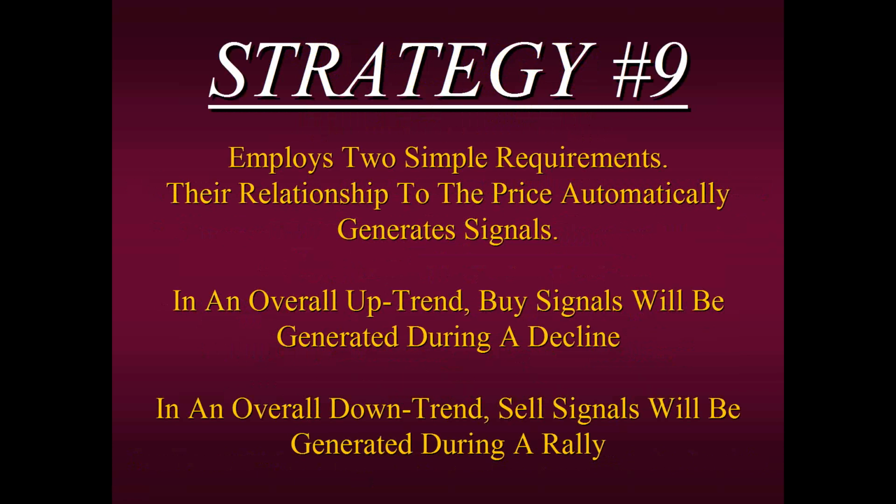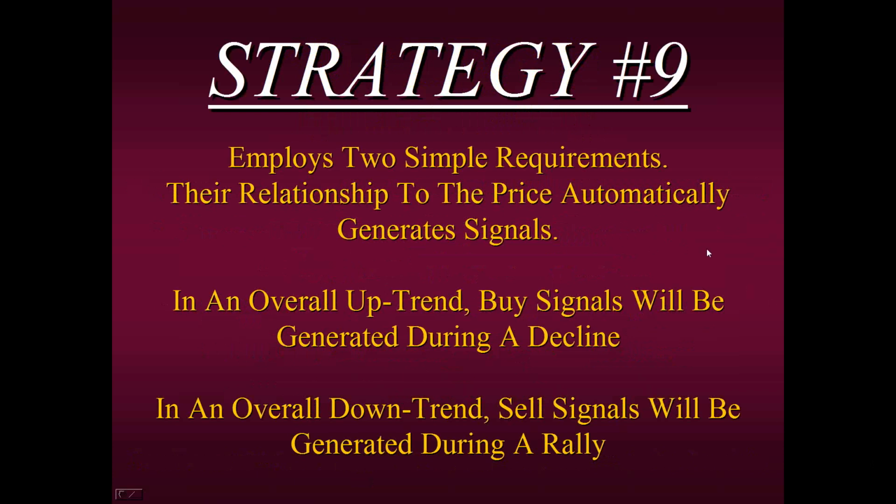Now, their relationship to price automatically will generate the signals. These are requirements that are met to generate a buy or a sell signal. Now, in an overall uptrend, obviously, buy signals will be generated during a decline, like I just showed you in that chart. In an overall downtrend, sell signals will be generated during a rally, like I shared with you in the chart, okay? So that's the basic process. That's the basic way pullbacks work.